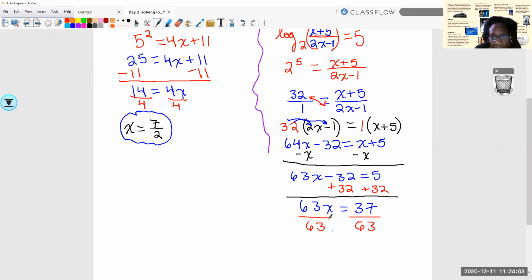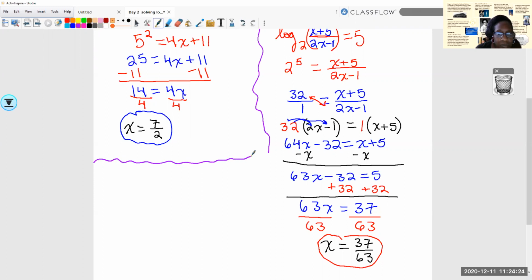And we've got a number divided by itself is 1, so this is going to be x equals 37 over 63, and I don't think this simplifies. That's just the basic math. Not so pretty, but it's beautiful. Yeah? All right, so that was 1, 2. Went a little longer.